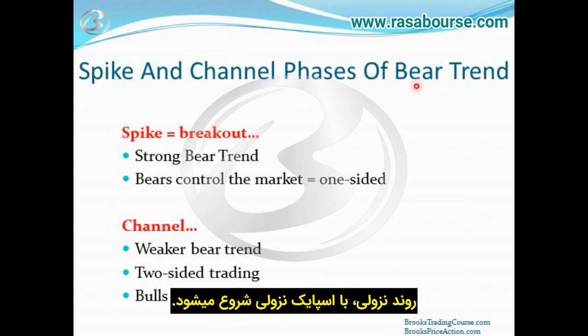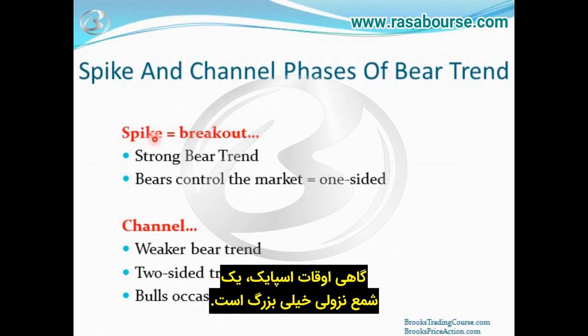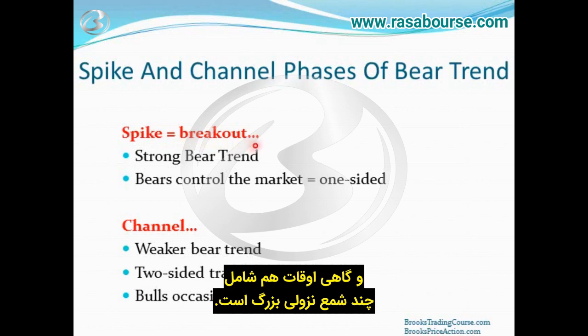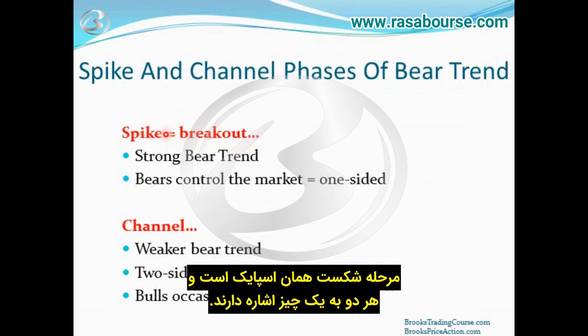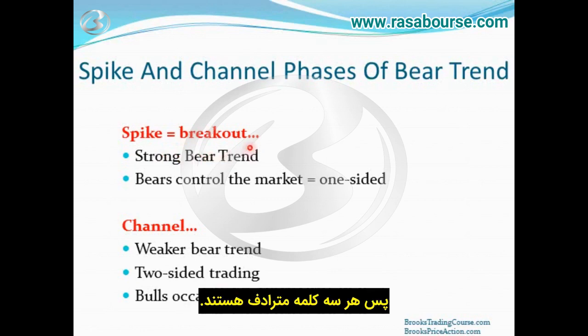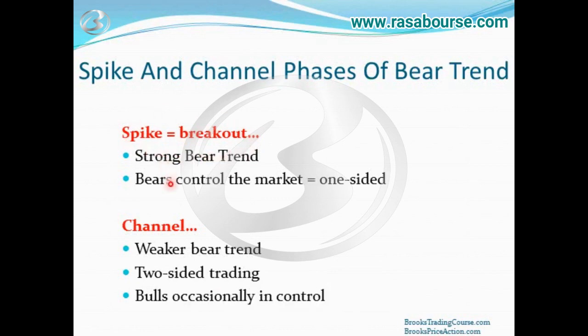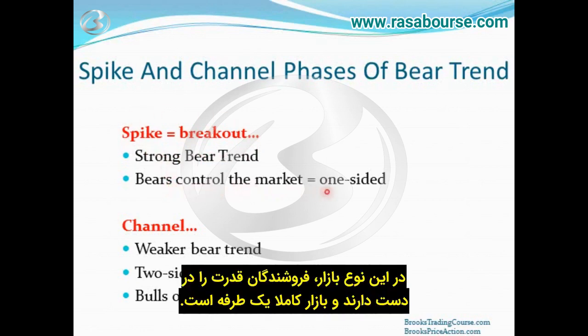In a bear trend, the bear begins with a spike. Sometimes it's a single unremarkable bear trend bar. Sometimes it's a series of bear trend bars. The spike, breakout, same words for the same thing. Strong bear trend, again, all three are synonymous. The bears control the market, and the market's very one-sided.